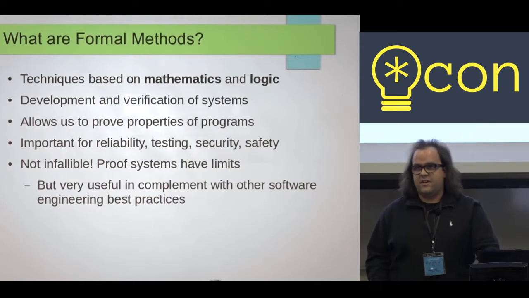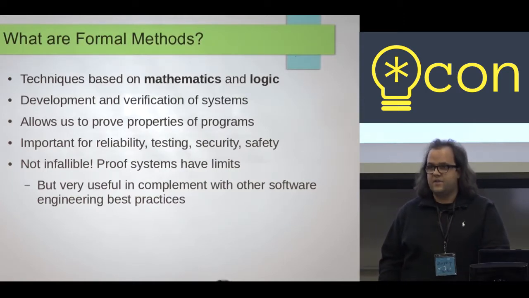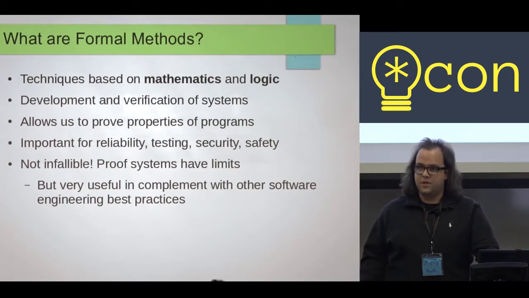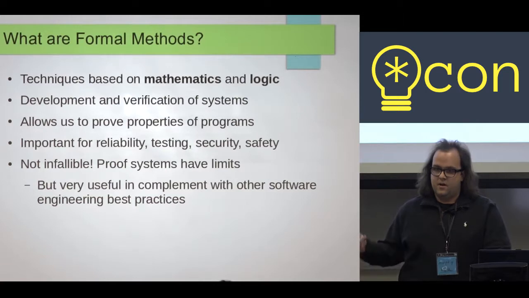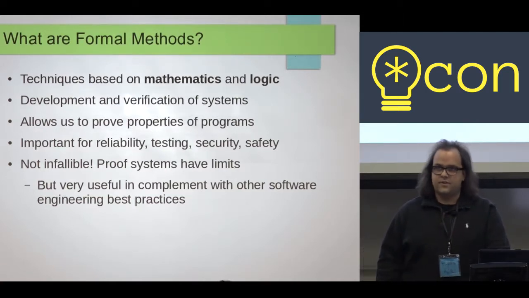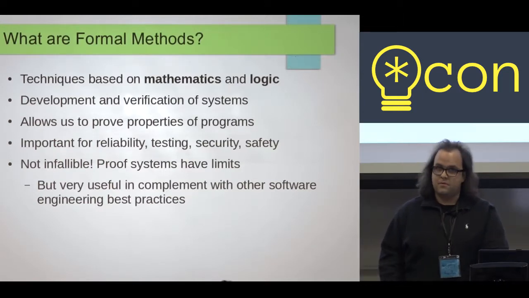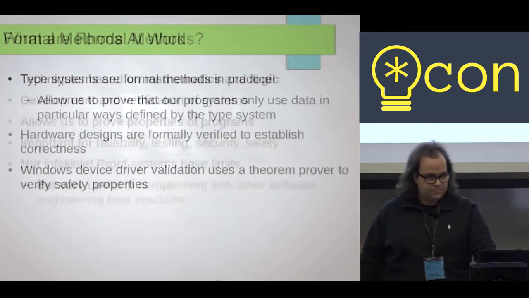Formal methods, of course, aren't infallible. Proof systems have their limits. You can't prove safety properties that you aren't trying to prove, so they're not magic oracles from which you will get magic proofs of, oh, everything is fine, if you don't know what to ask for. And of course, there are some things that you can't prove at all, but formal methods are really useful in complement with other software engineering best practices like testing and code reviews.